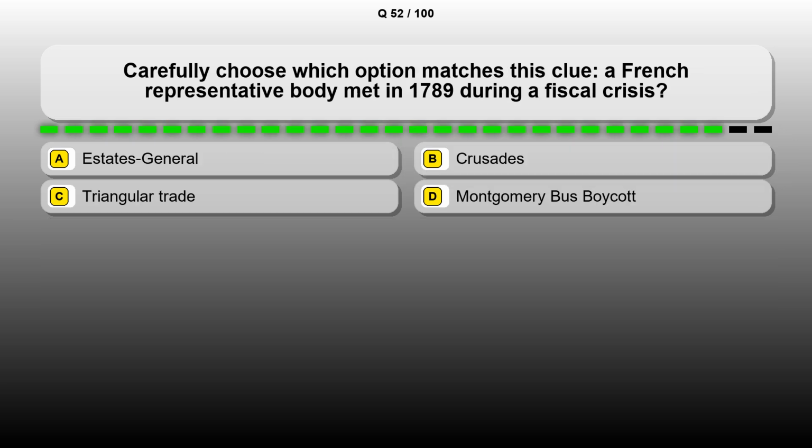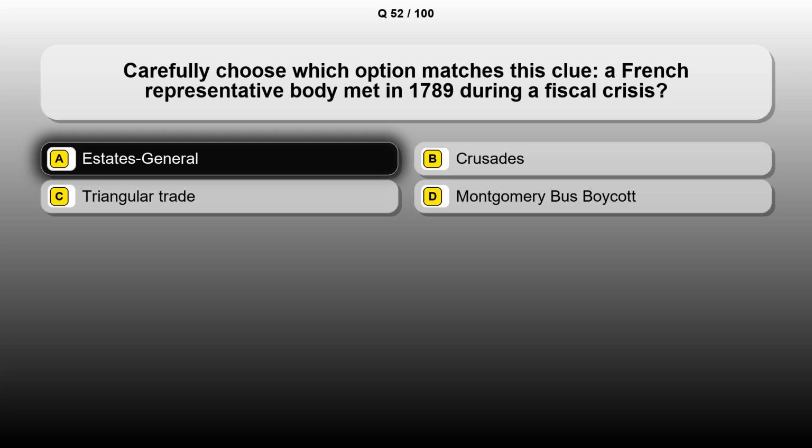Question 52. Carefully choose which option matches this clue. A French representative body met in 1789 during a fiscal crisis. Option A, Estates-General. Option B, Crusades. Option C, Triangular Trade. Option D, Montgomery bus boycott.